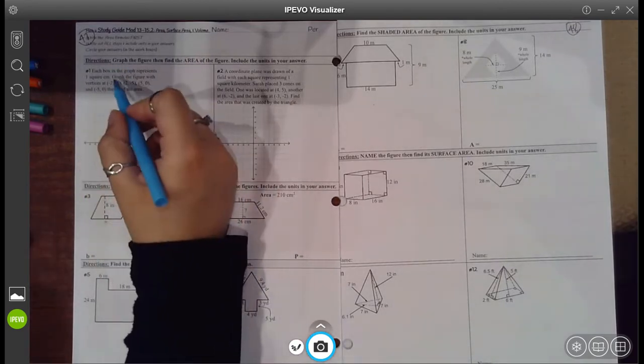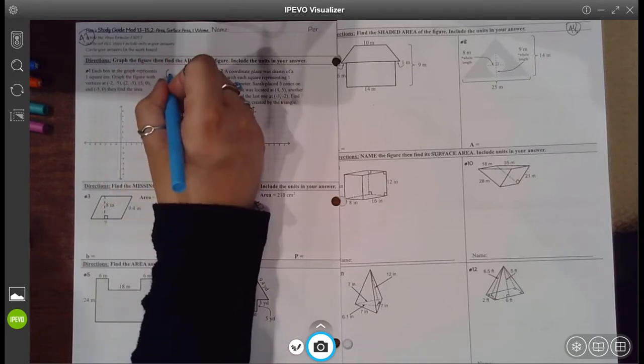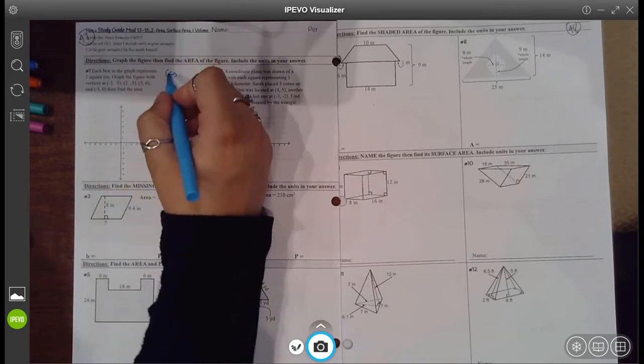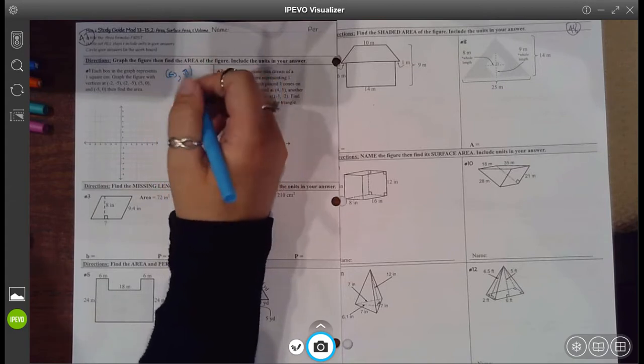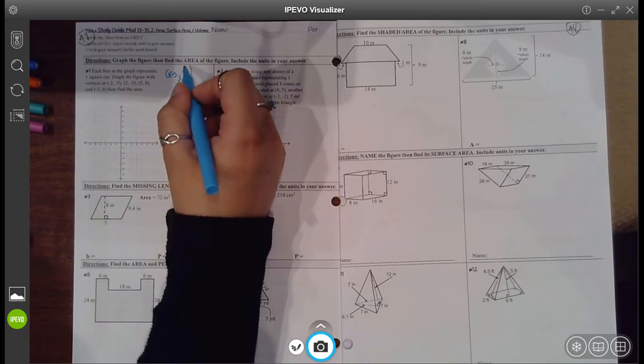The first point when you're graphing always goes right or left. If it's positive, you go to the right. If it's negative, you go to the left. The second point tells you up or down. If it's positive, you go up. If it's negative, you go down.